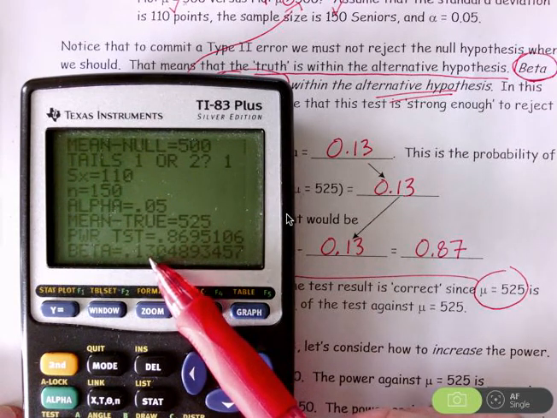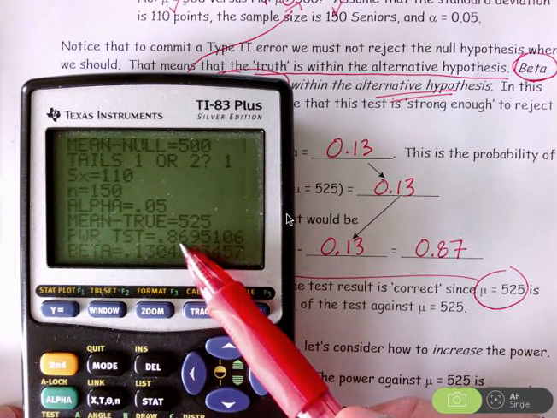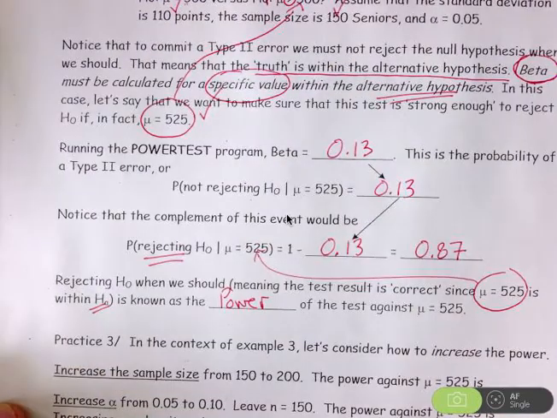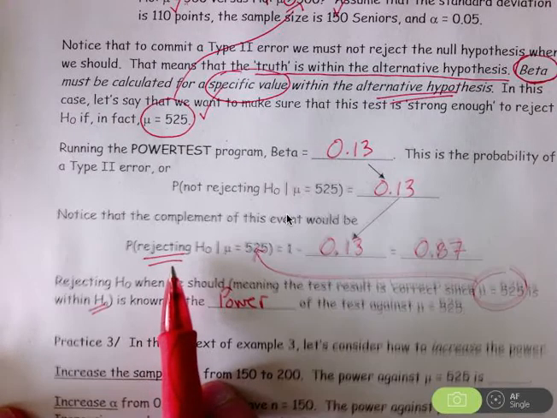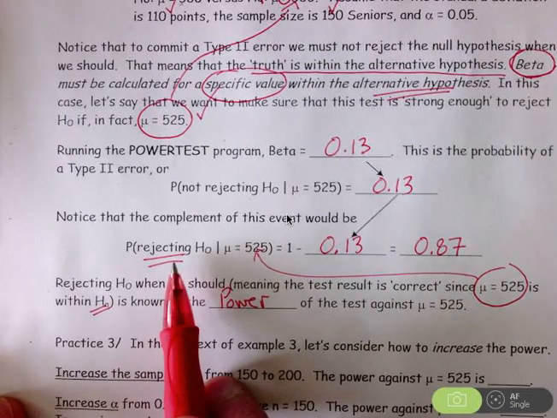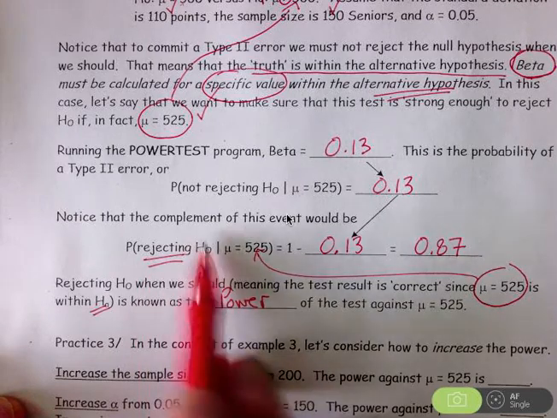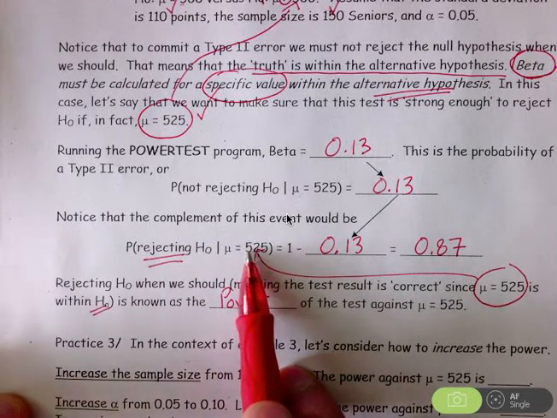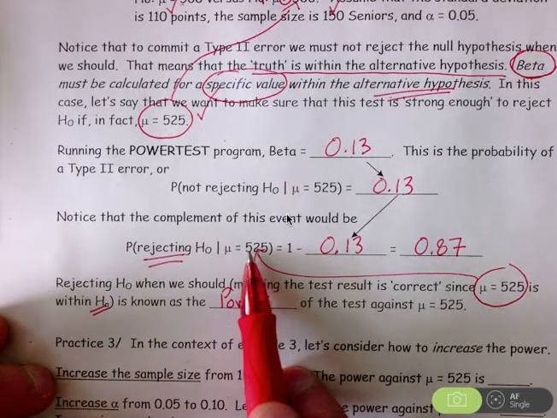So beta, that's the probability of a type 2 error, the probability that we didn't reject when we should have. The power is then the probability that we do reject when we should. That's at about 87%. So understand, the power of a test tells us how likely are we to be correct? How likely are we to reject the null hypothesis when we're supposed to? And again, the power, just like the type 2 error probability, has to be calculated for a specific value within the alternative hypothesis.